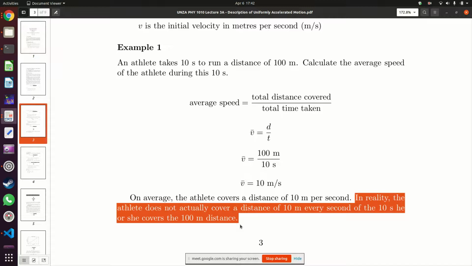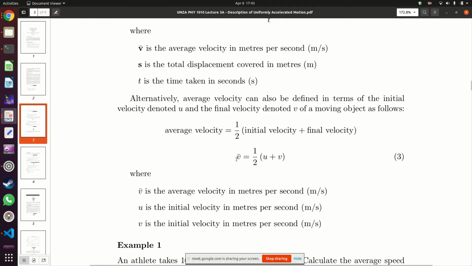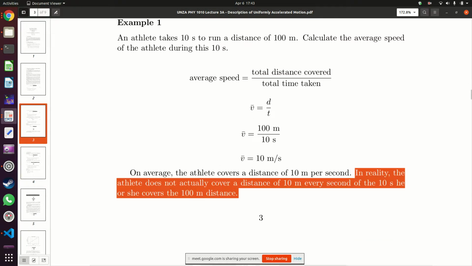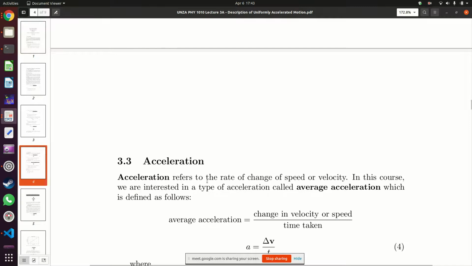Sometimes the average velocity or the average speed is very far away from what actually happened, far from reality. As much as it might not be a true reflection of what happened, it is a very, very important physical quantity, because our average velocity gives us a connection between the initial velocity and the final velocity. So there are other physical quantities which are related to this average velocity. As much as it's a bit too imaginative, we use it a lot.